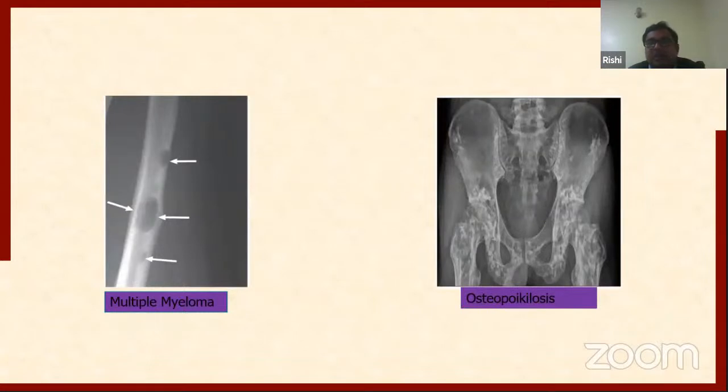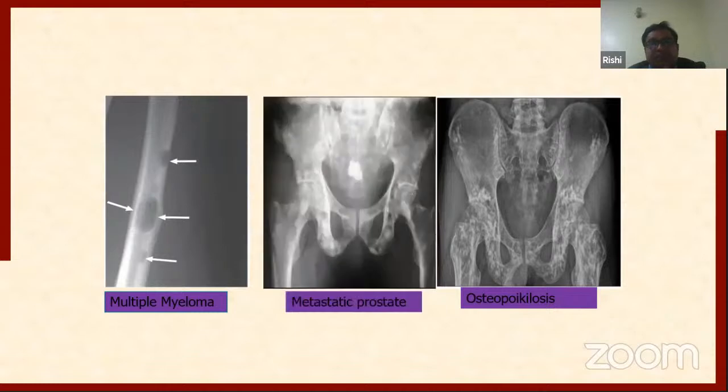This was multiple sclerotic lesions all over the skeleton in a 30-year-old male. He was asymptomatic. This was a case of osteoporosis, but when you see a similar picture in a 68-year-old male with urinary symptoms, you need to think of metastatic prostate as well.